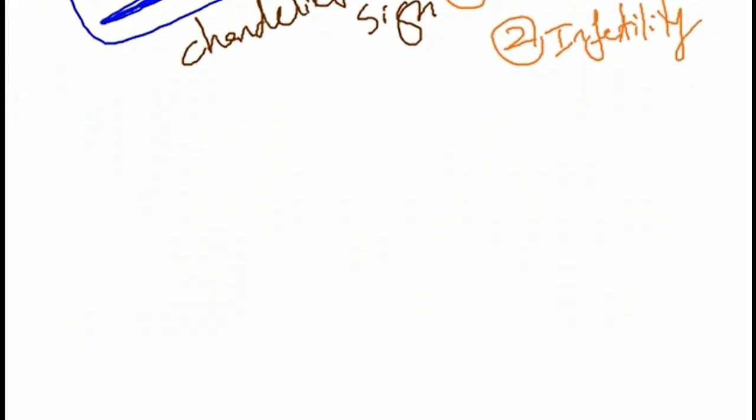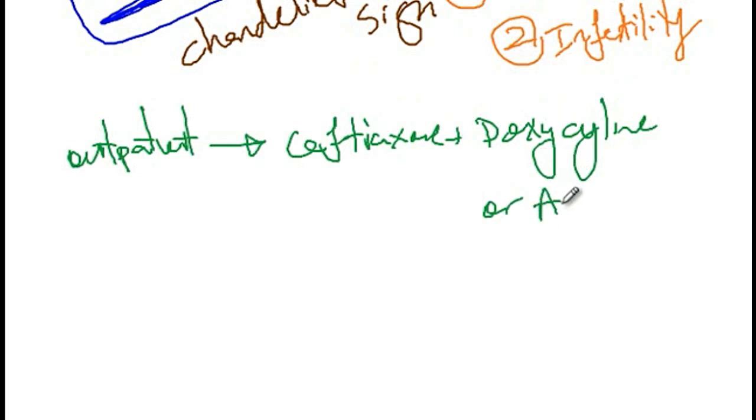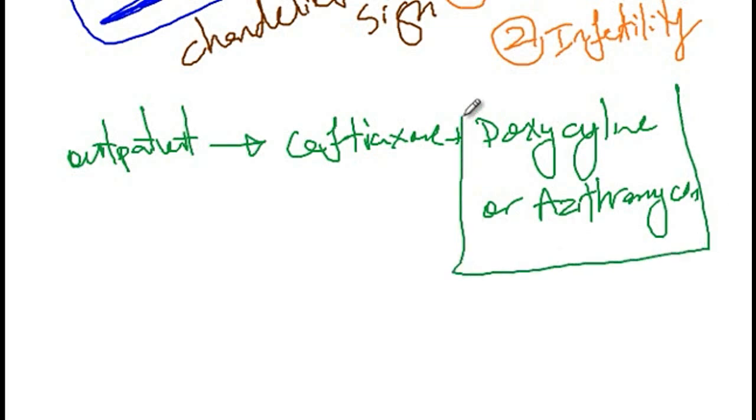For the treatment of these patients, you will have to provide antibiotics that are directed against gonorrhea, chlamydia, as well as the vaginal or cervical flora. So for the outpatient treatment, you can provide them with ceftriaxone as well as doxycycline or azithromycin. So doxycycline or azithromycin, these are used for the treatment of chlamydia, while ceftriaxone is good for the treatment of gonorrhea as well as the other vaginal flora.